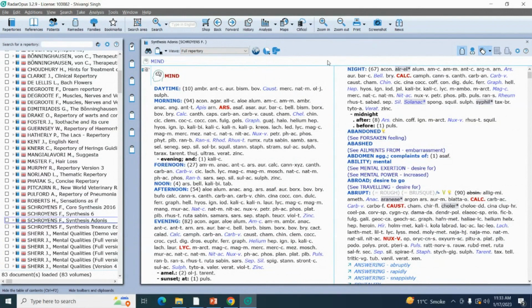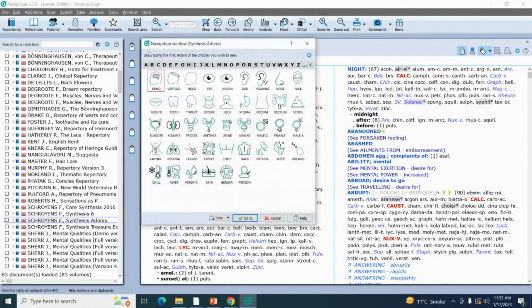Okay, now my repository has opened on my main display screen. For doing the repertorization from this repository, I will need a few icons. The first icon is this binocular, Find Rubric. If you click on this binocular, you'll get this navigation window. It contains all the chapters that belong to this particular repository.